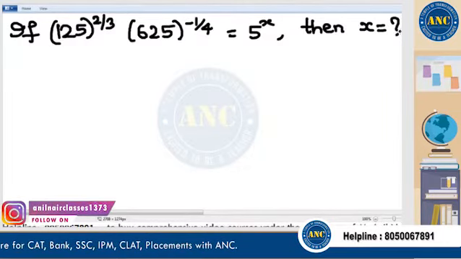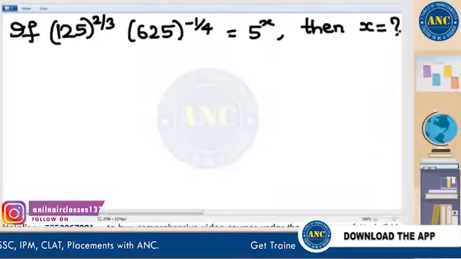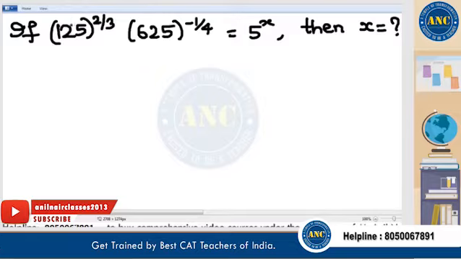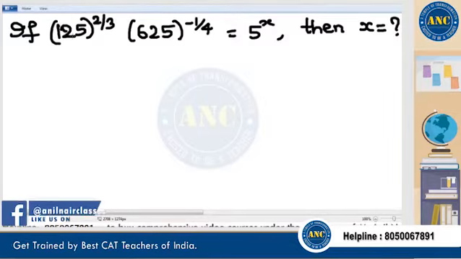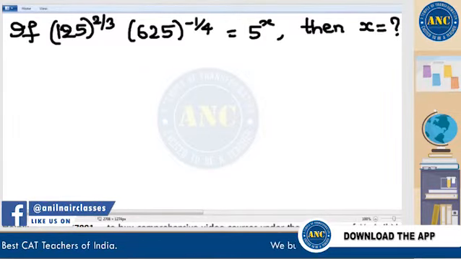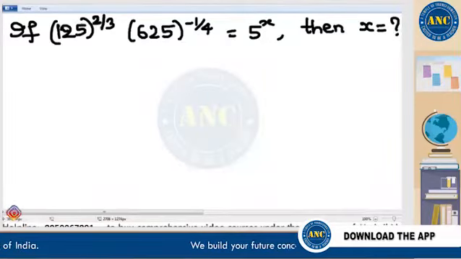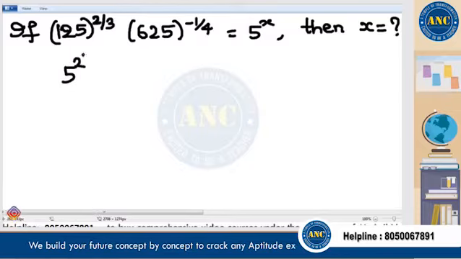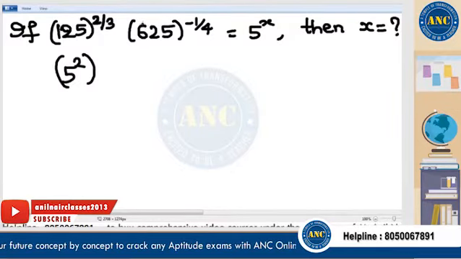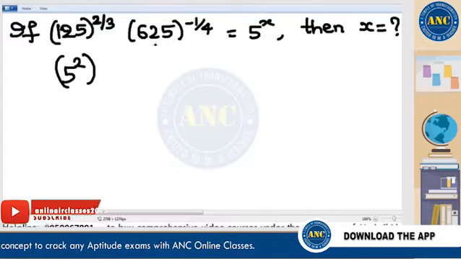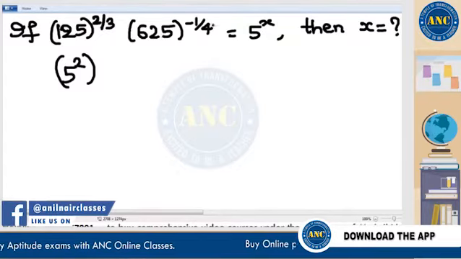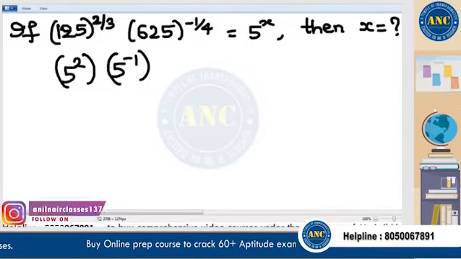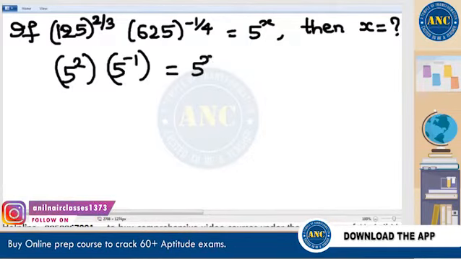Now listen carefully. Same logic. There is no difference in the way we are solving. These are all very easy questions. 125 is 5 power 3, so (5 power 3) whole power 2 by 3. That 3 and power 1 by 3 will cancel. You are left with 5 power 2. Similarly, 625 is 5 power 4, so (5 power 4) power minus 1 by 4. 4 and 1 by 4 cancel. You are left with 5 power minus 1.